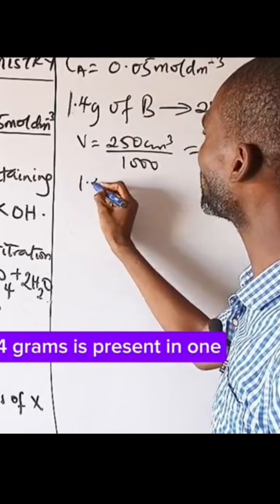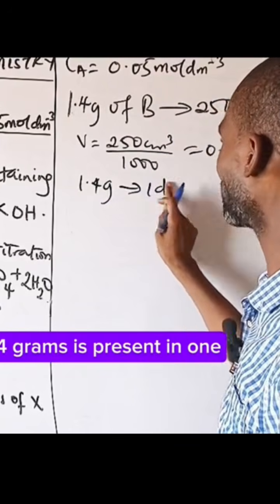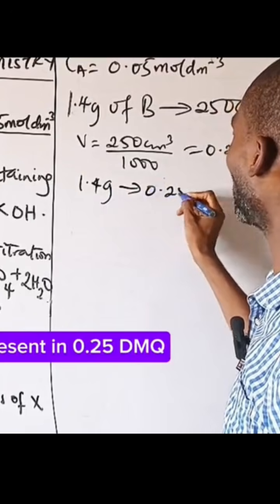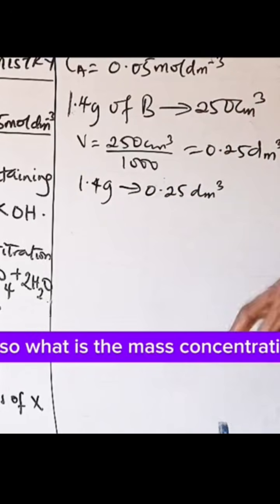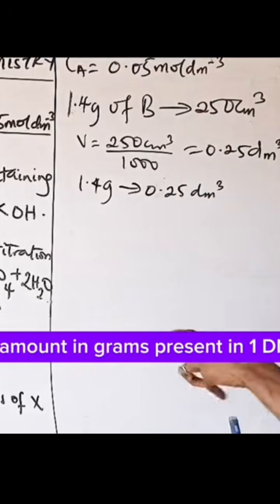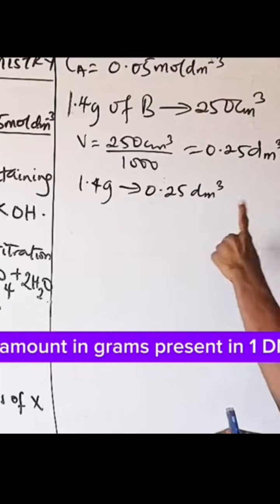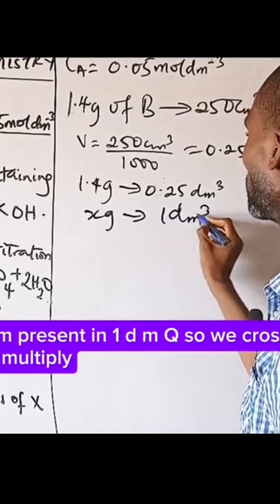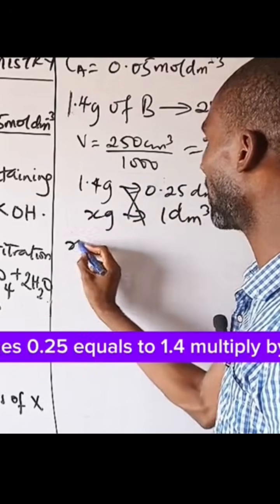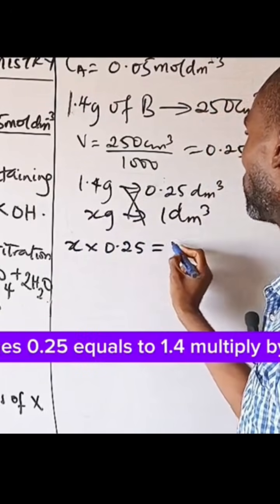So that means 1.4 grams is present in 0.25 dm cube. So what is the mass concentration? Mass concentration is the amount in grams present in 1 dm cube of the solution. So I'm going to say x gram present in 1 dm cube. So we cross multiply. We're going to have x times 0.25 equals 1.4.